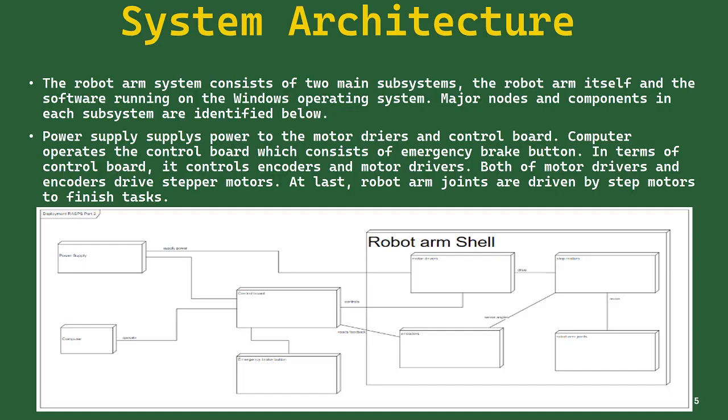And then this is the system architecture for our project. The robot arm system consists of 2 main subsystems: the robot arm itself and the software running on the Windows operating system. You can see which one is which; there are 2 parts in these pictures. The major nodes and components of each subsystem are identified below. You can see the power supply supplies power to the control board, which is in the middle, and the emergency button. The computer operates the control board, which consists of the emergency brake button. You can see it in the bottom left box. Both the motor drivers and encoders drive the step motors. At last, the robot arm joints are driven by the step motors to finish the task. And the next part will be introduced by my teammate Deng Qiaosong.